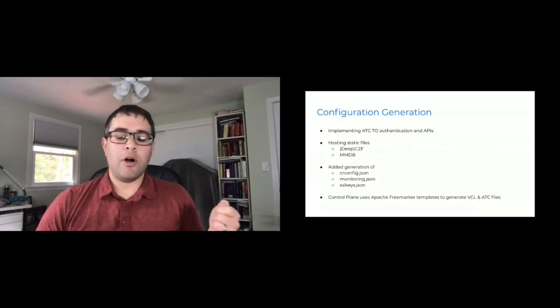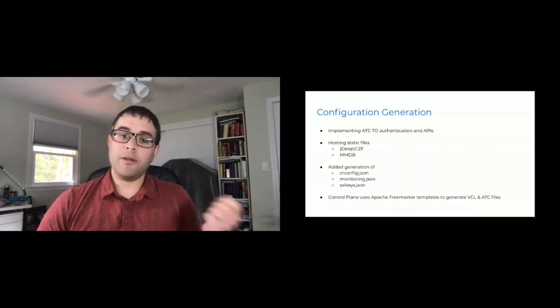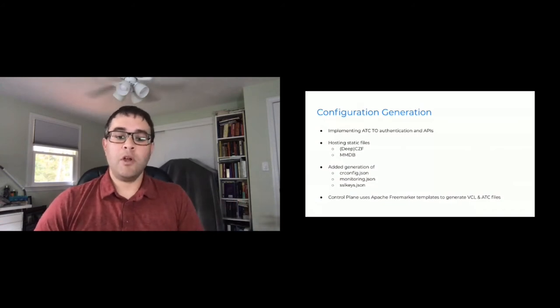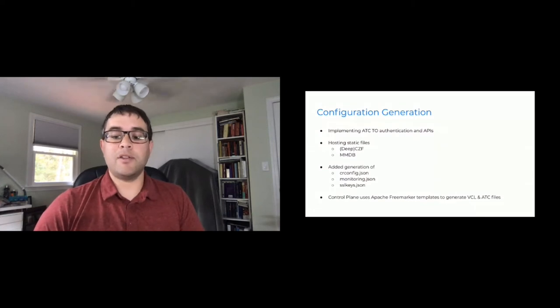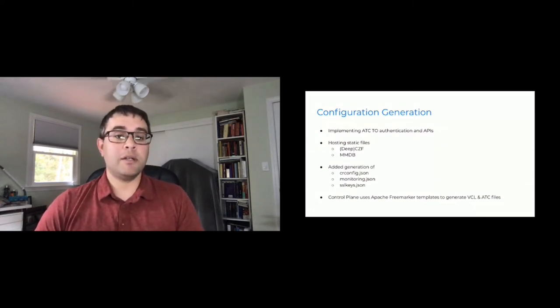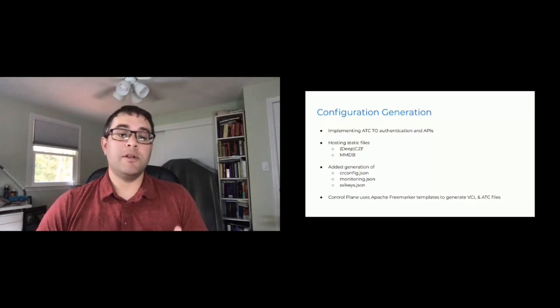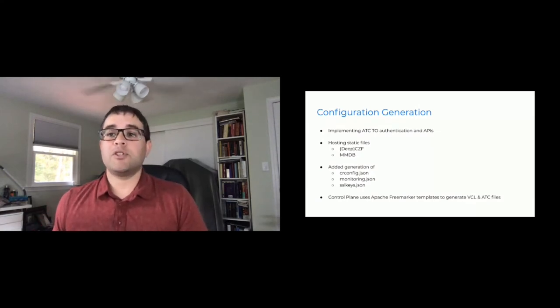As part of our VCL generation in the control plane, which is pre-existing, we're using Apache FreeMarker templates. I'll show you a bit more on the next slide about how this works in order to generate the files. And we felt like it was a really consistent way to continue to do this and expand it for the Traffic Control files. So let's talk a little bit about that.